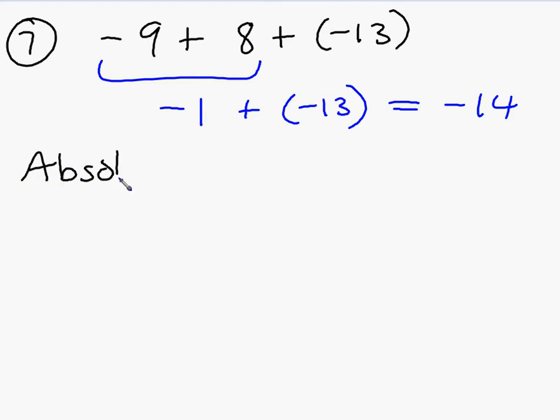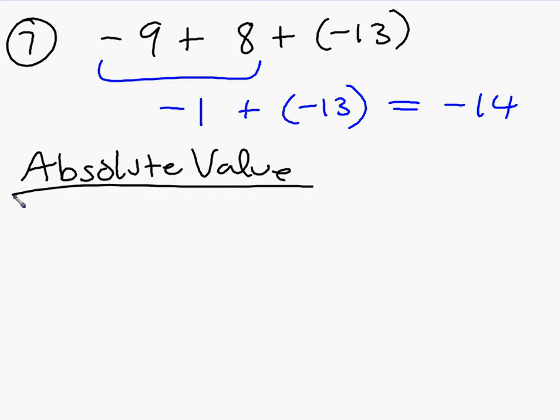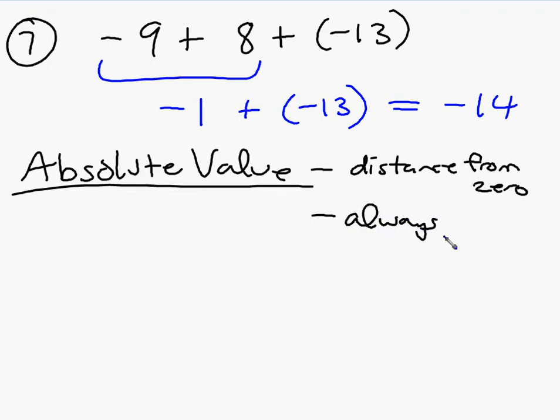The other thing that they may give you is this absolute value symbol. And I don't know if you've seen this before or not. But absolute value just means distance from 0. And because I'm talking about a distance, the absolute value of a number is always positive. And the absolute value symbols are just 2 vertical lines around the number.